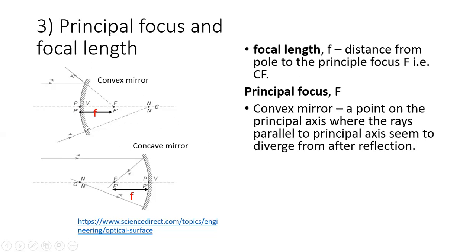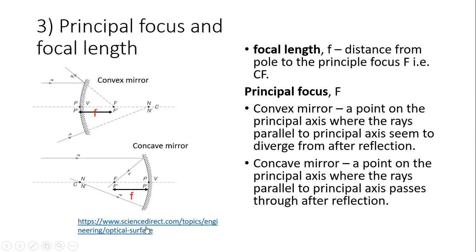For a convex mirror, the principal focus is a point on the principal axis where rays parallel to the principal axis seem to diverge from. The ray comes here, is reflected on the surface, and appears as if it's coming from that focus. For a concave mirror, it's the same: a point on the principal axis where the rays parallel to the principal axis pass through after reflection. After reflection, they pass through the focus.